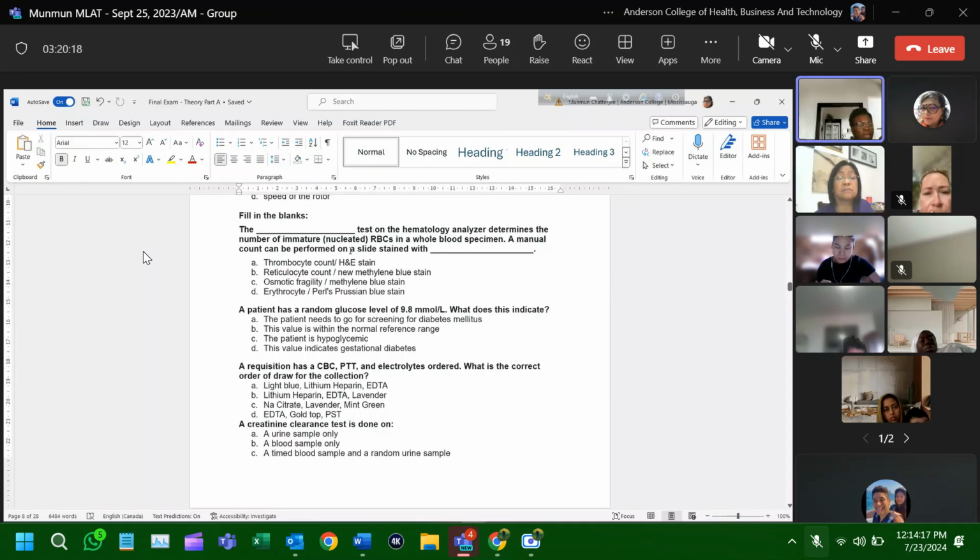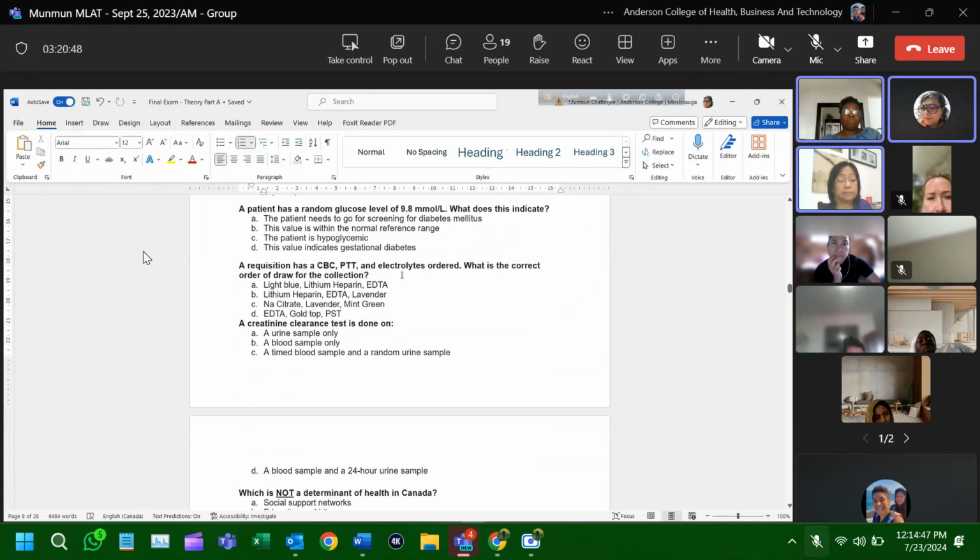The test on the hematology analyzer determines the number of immature RBCs, the reticulocyte count, in whole blood. A slide stained with new methylene blue stain for the reticulocyte count. That's B. This is immature blood cells, that's right? Yeah.